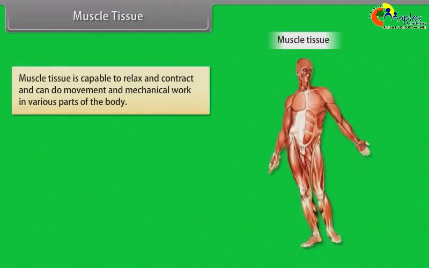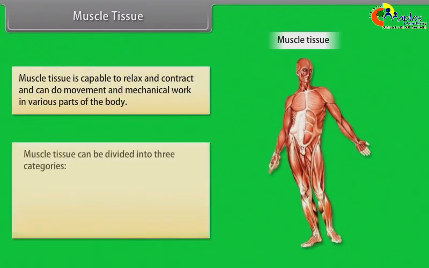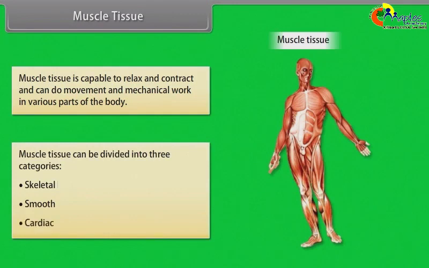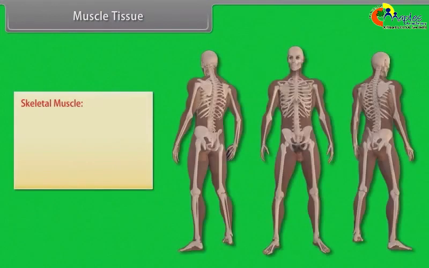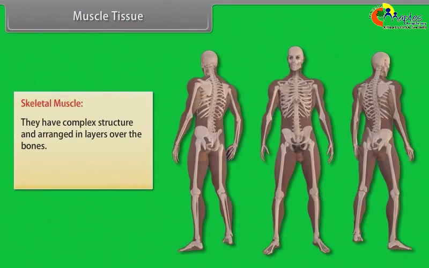Muscle tissue. Muscle tissue is capable of relaxing and contracting and can do movement and mechanical work in various parts of the body. Muscle tissue can be divided into 3 categories: skeletal, smooth, and cardiac. Skeletal muscle has a complex structure and is arranged in layers over the bones.